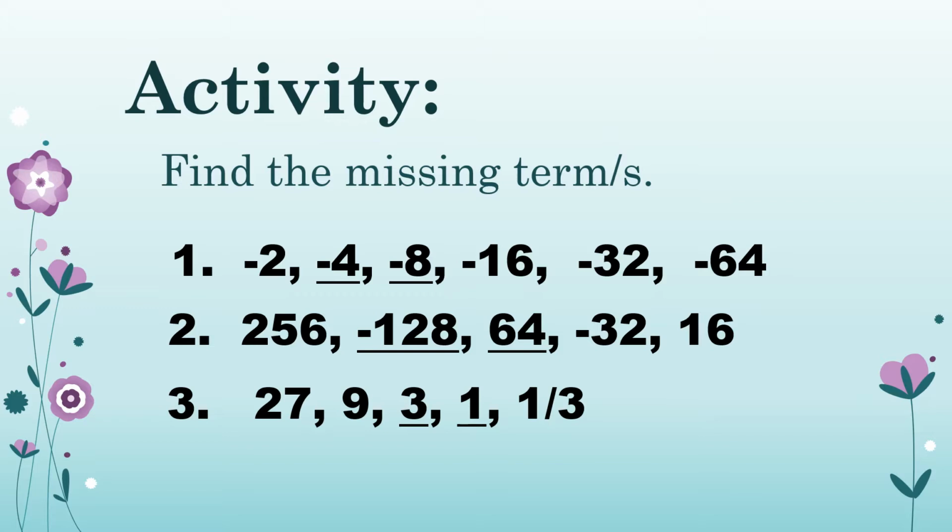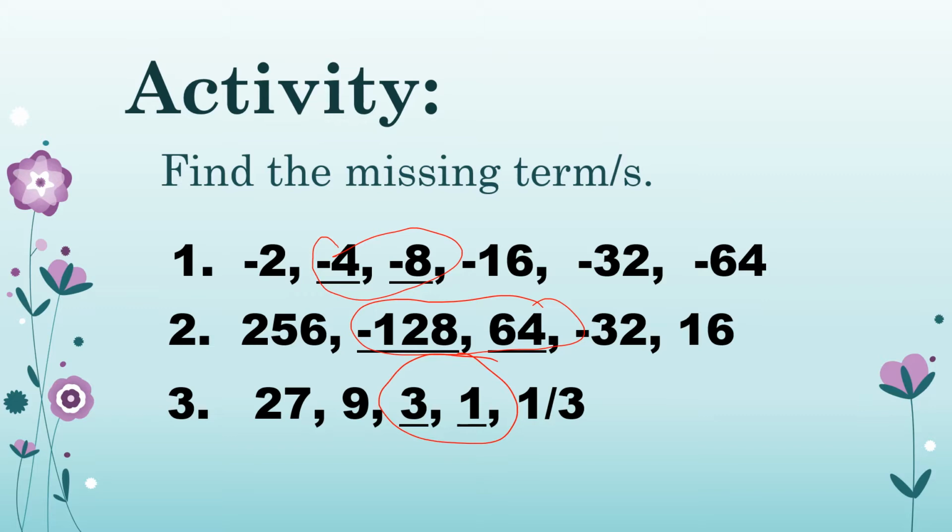Don't you know that these numbers are actually what you call as the geometric means? So that is -4 and -8 are the two geometric means between -2 and -16. -128 and 64 are the two geometric means between 256 and -32. And 3 and 1 are the two geometric means between 9 and 1/3.